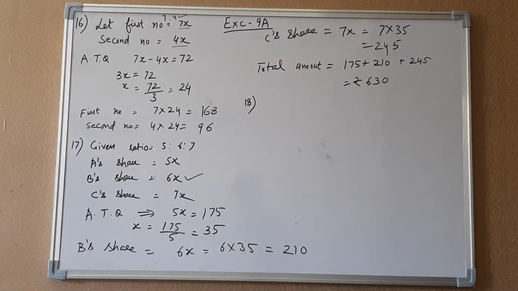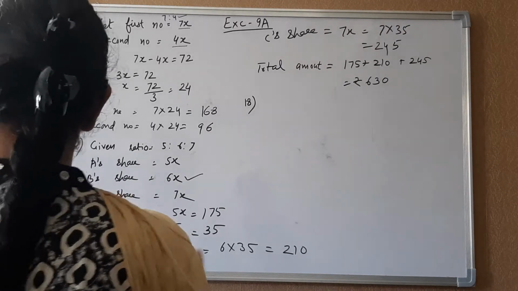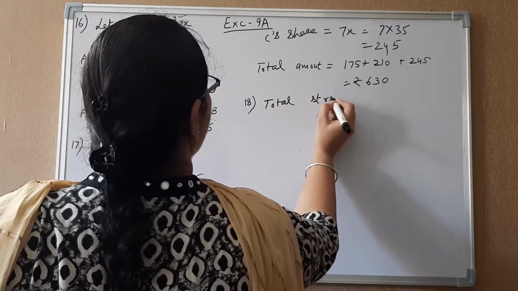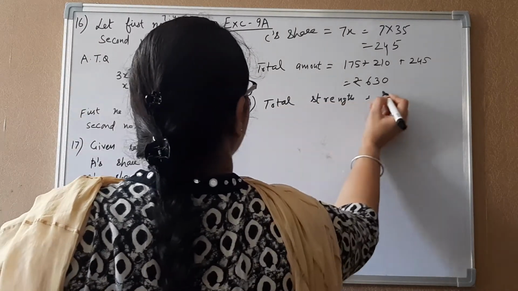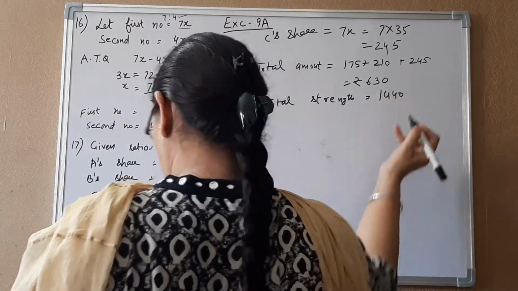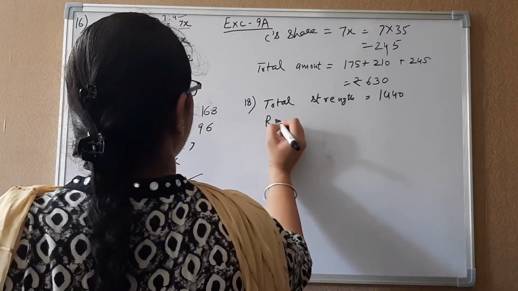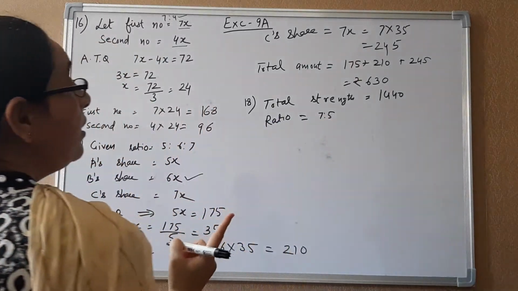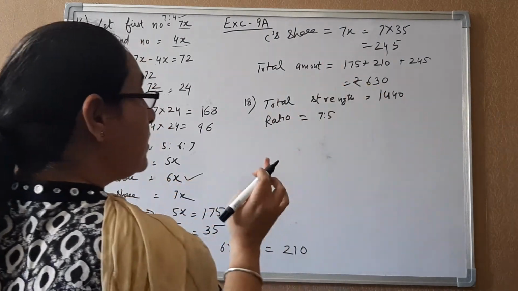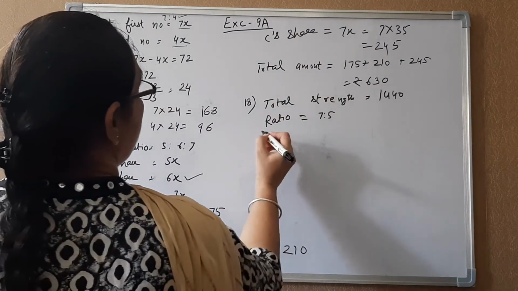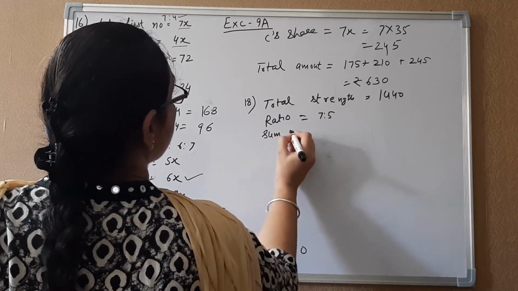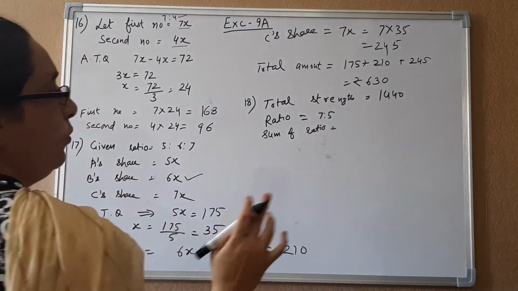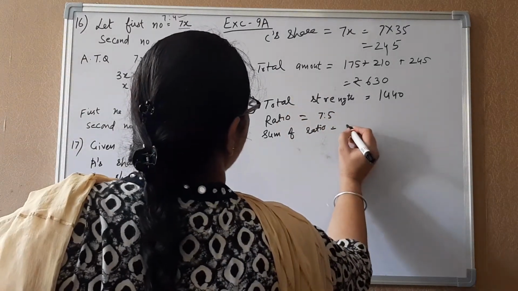So what is the total strength given? The total number of students is 1440. And what is the ratio? The ratio is given as 7:5. Here you are given the total, and where the total is given, you can find out using this formula: ratio divided by sum of ratio into total strength. 7 plus 5 is 12.